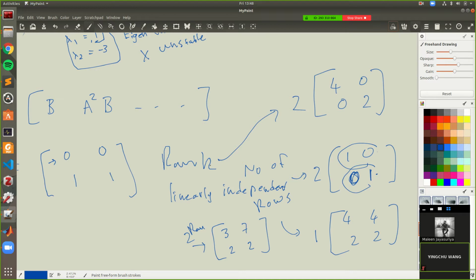If your rank, the number of linearly independent rows, matches the dimension of your matrix, then we say the matrix is full rank. So if your controllability matrix is full rank, then your system is controllable, fully controllable.